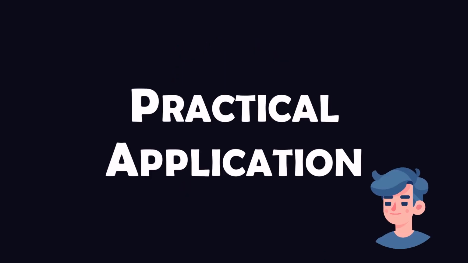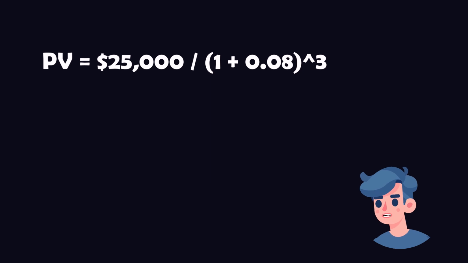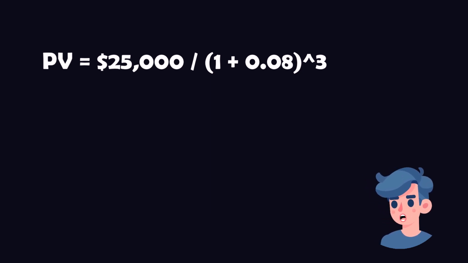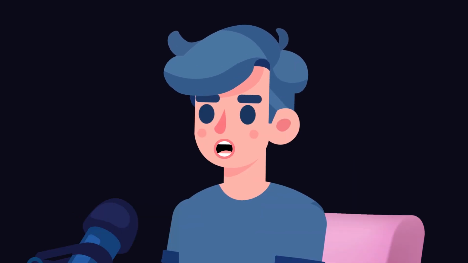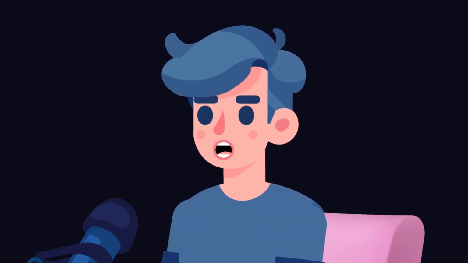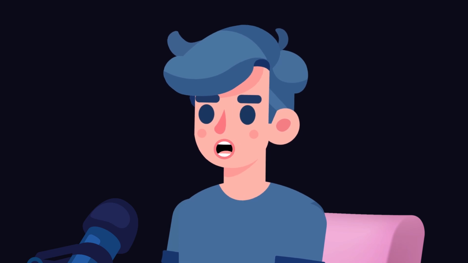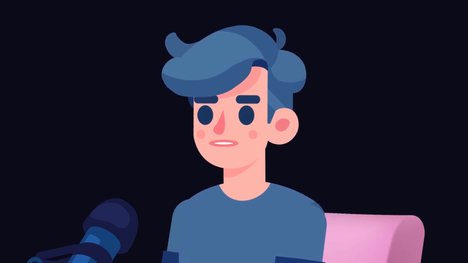Let's consider a practical application. Say you want to buy a car and the dealership offers you a financing option where you pay $25,000 after 3 years at an 8% interest rate. To know what this deal is worth today, you calculate PV = $25,000 / (1 + 0.08)^3. By performing the calculation, you find that the present value is around $19,844. This means you need to have $19,844 today to cover the $25,000 payment in 3 years at an 8% interest rate.